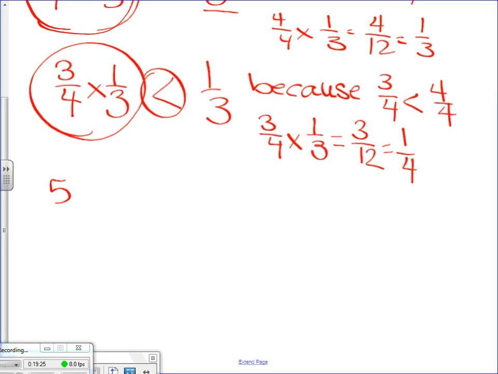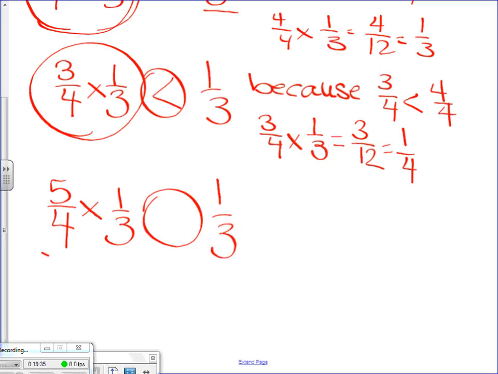And then 5/4 times 1/3, comparing it to 1/3. Oh, someone yelling out, not listening. April, what do you think would happen if I took 1/3 and I multiplied it by 5/4? Would my product here be bigger or smaller than the original 1/3? Why?